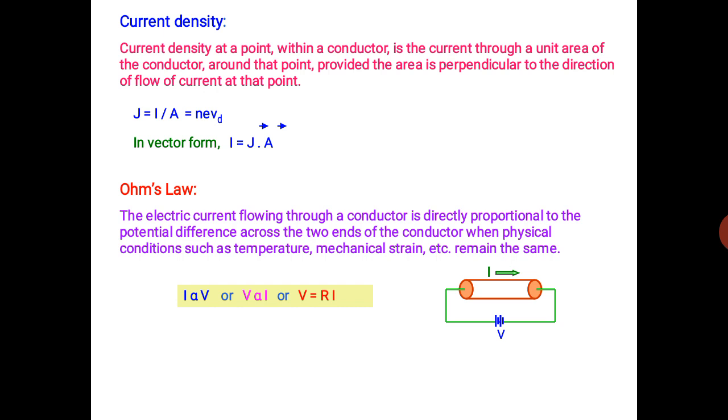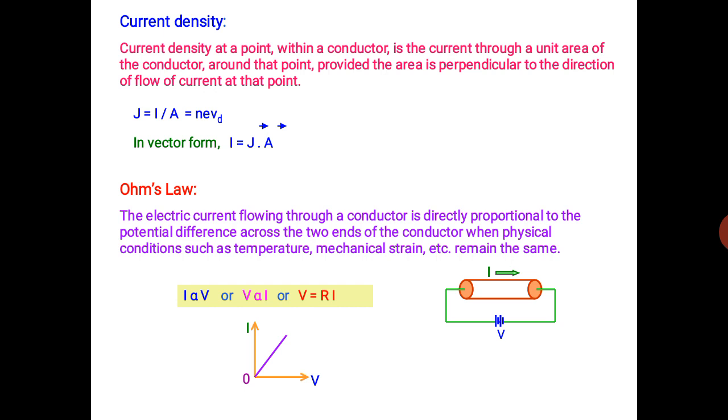So the ratio of applied potential to the flow of current is constant, and that proportionality constant is called resistance. We can define resistance as the ratio of the potential difference applied between the ends of the conductor to the flow of current through the conductor, that is, R equal to V divided by I.